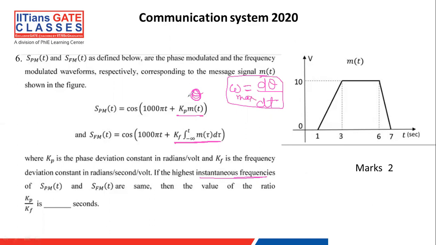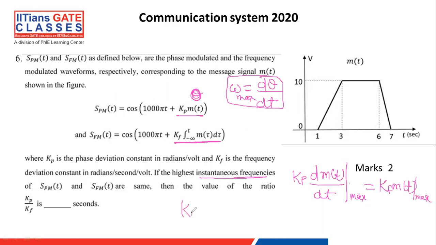So let's first differentiate it and find out what this omega is. It will be Kp dm(t)/dt. This is the differentiation of this one. The maximum value of this should be equal to, now let's differentiate the other. It will be simply Kf into m(t), because the integration of m(tau), when you differentiate it, that integration will go away and it will be simply m(t). We need to find out the maximum value of this.